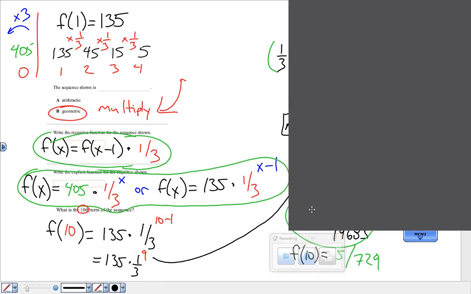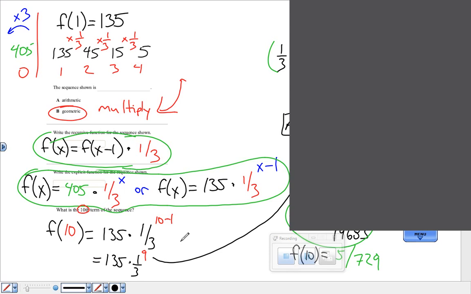I want you to know that the two equations that you're going to use are 405, the zero term, times that common ratio to the x power, or shifting over 1 to the right, 135 times 1/3 to the x minus 1 power. I'm going to use this second one to evaluate it for the 10th term. So the function at 10 is 135 times 1/3 to the 10 minus 1 power. Gives me 135 times 1/3 to the 9th.